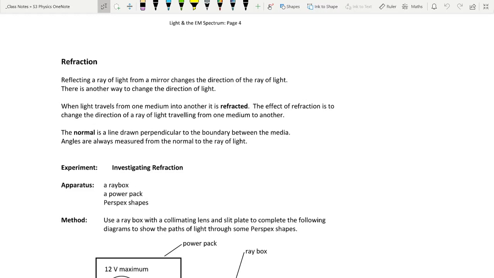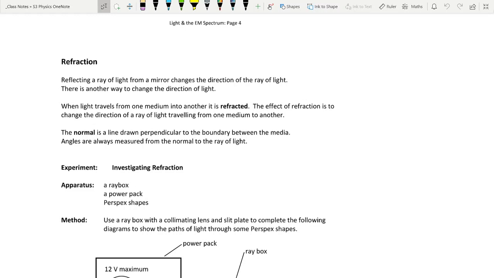So reflection is the bouncing of light rays, reflecting back, is basically what it says on the tin. Refraction is a change in direction of a light ray. So reflecting a ray of light from a mirror changes the direction of the ray of light because it comes back on itself. There's another way to change the direction of light.